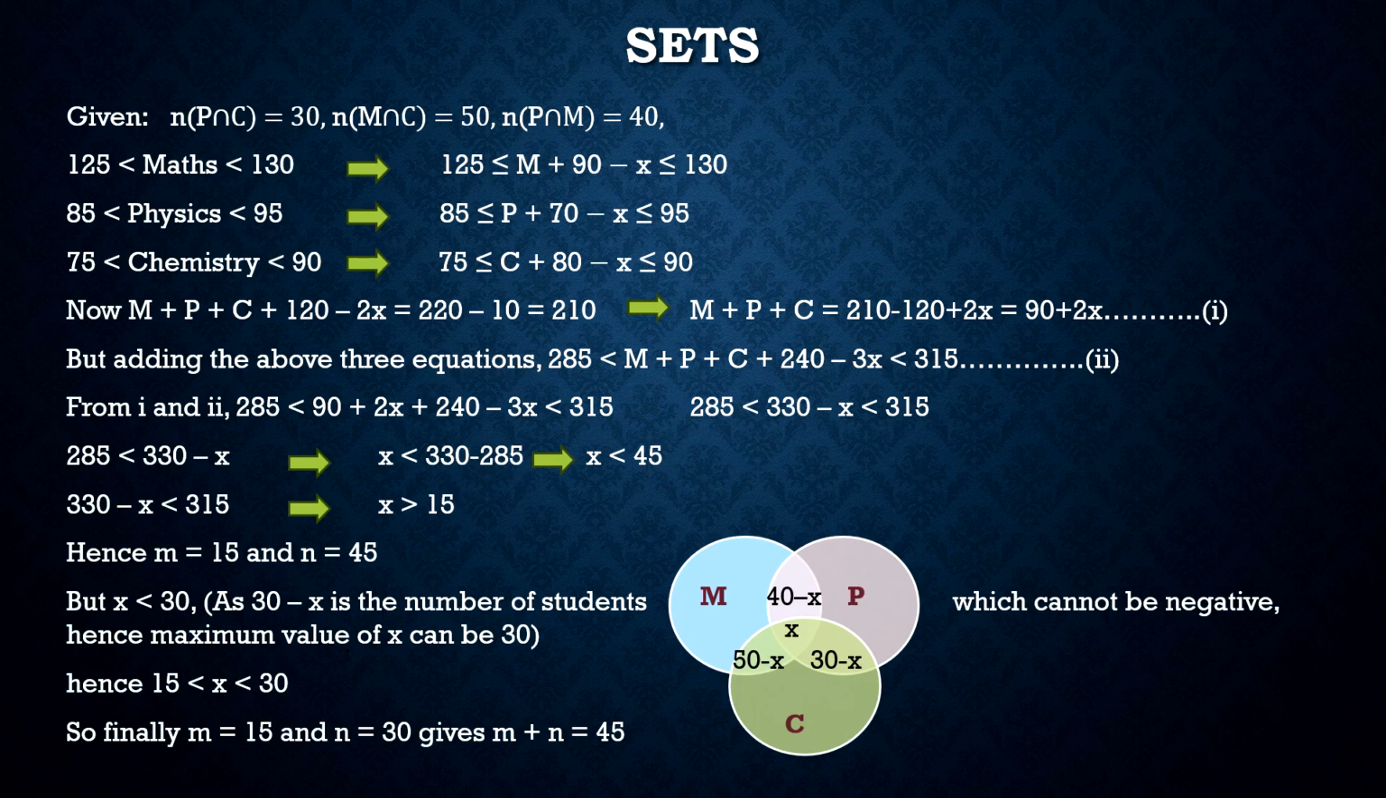What can be the maximum value of x? It can be 30. So over here you have to consider the minimum value as 15 and the maximum value as 30. Hence m is 15 and n is 30. So m plus n is 45. So remember, this is the twist of the question.